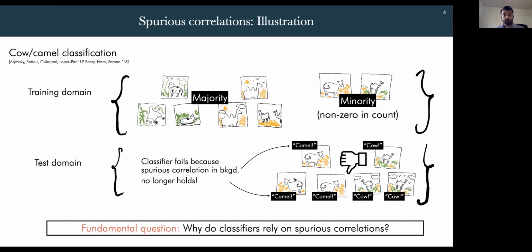Now, there have been many papers that have tried to resolve this problem. They've tried to come up with algorithms that somehow build models that do not rely on these spurious correlations. But in this talk, I want to dig deeper into why this happens in the first place. So why on earth do classifiers use the background, which is only weakly correlated with the label, even though the foreground information, that is the shape of the cow and the camel, is fully predictive of the label? I want to understand this problem in more detail because that will be really crucial towards solving this problem better in the long run.